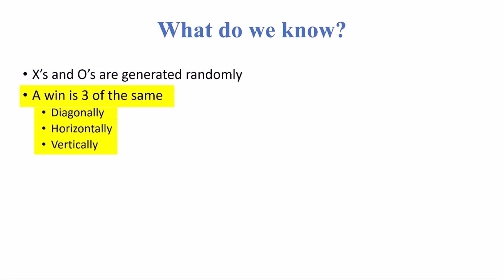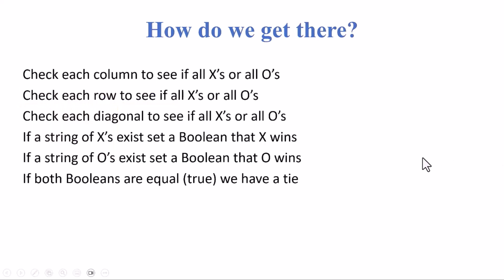Okay, so we've got, that's where your 8 comes in. 3 across, 3 down, and then two diagonals represent the list of 3 things causing a win to happen. How do we get there?